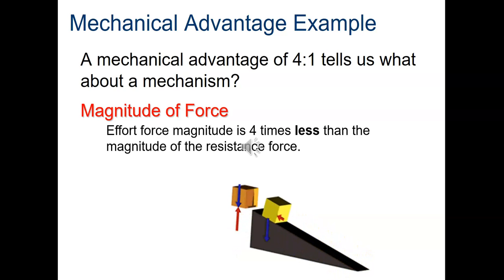Well, we can look at a magnitude of force. In this case, the effort force magnitude is 4 times less than the magnitude of the resistance force. So we'll have to let that settle in for a minute. But it means that it takes you 4 times less work to push those boxes than it does for how heavy it is. We can also look at distance traveled by the force. The effort force travels 4 times greater distance than the resistance force. So if you look at the yellow box, it's going 4 times as far as that box on the left, the orangey type box.